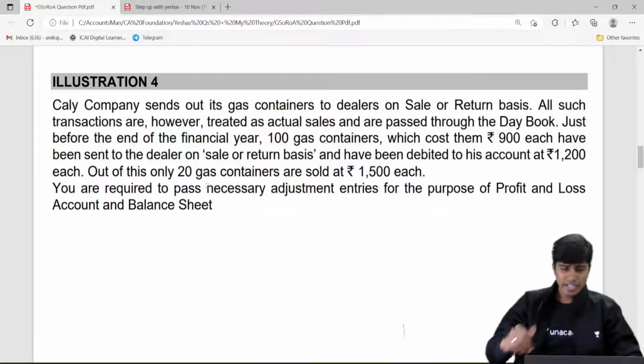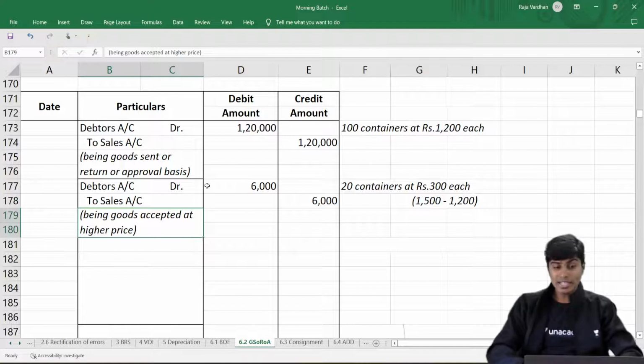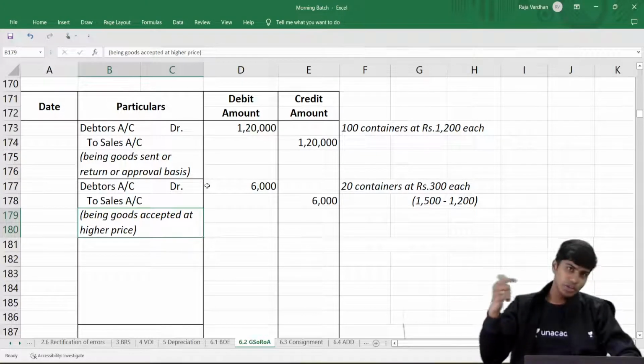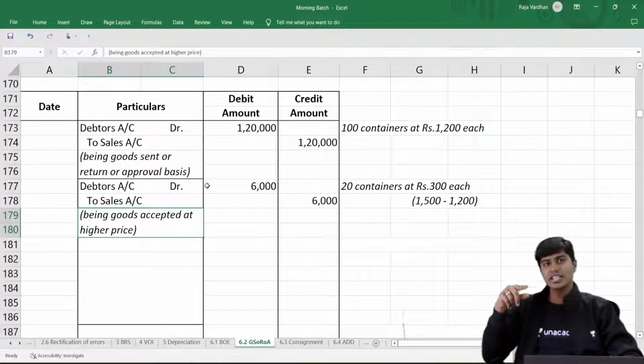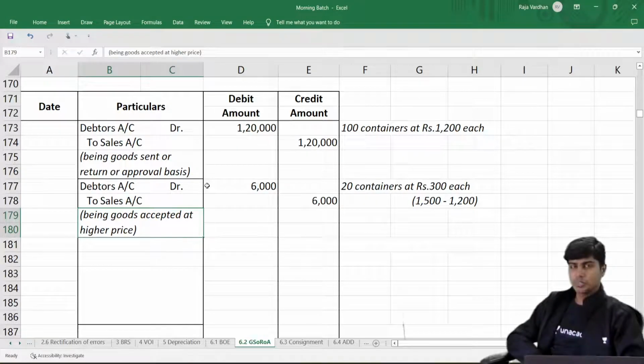So out of 100, 20 are accepted. What is after that? Just before the end of the financial year, you are required to pass the necessary adjustment. Only 20 are accepted. What about the balance? Balance are not accepted. Balance 80 containers, we would have to reverse the sales entry and also include them in stock. When we reverse the sales entry, we should do it at the selling price. When we include it in the stock, we should do it at cost price.